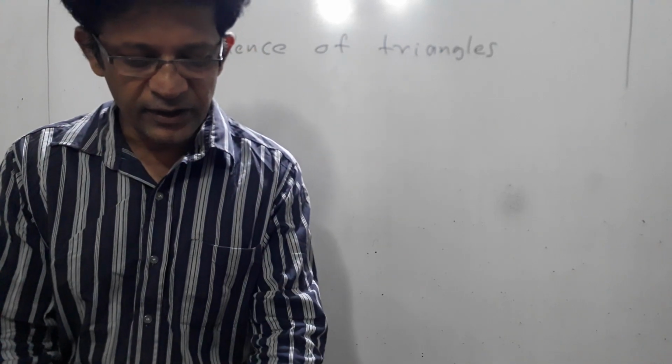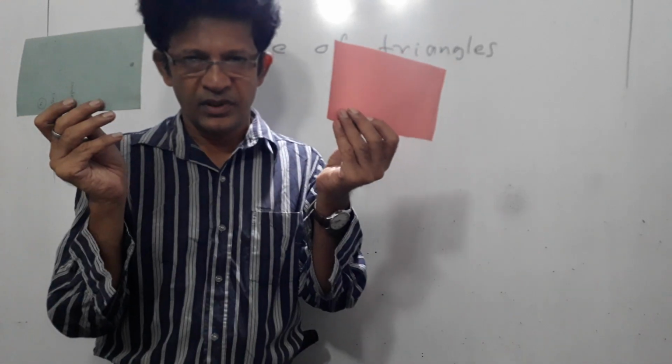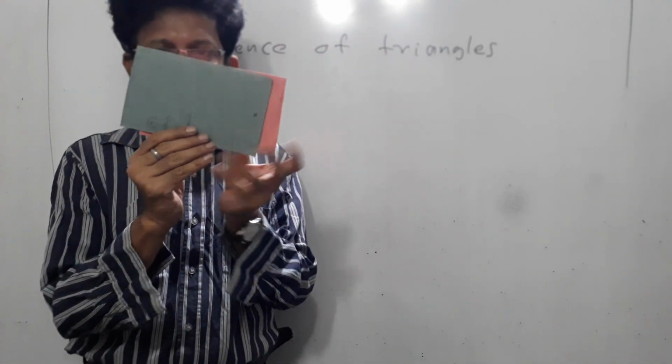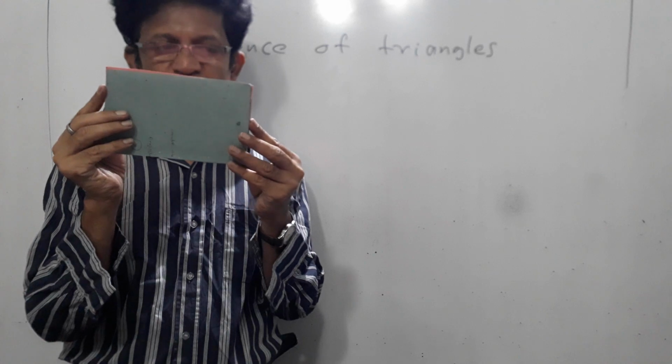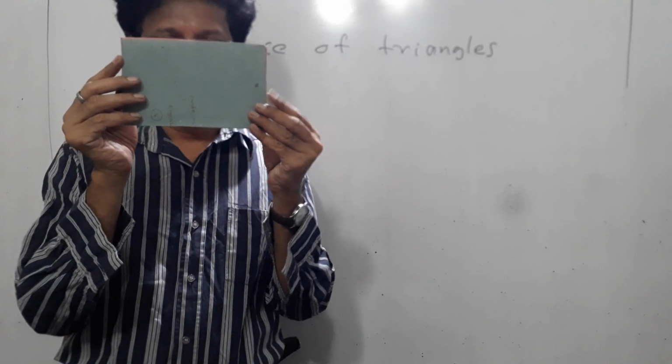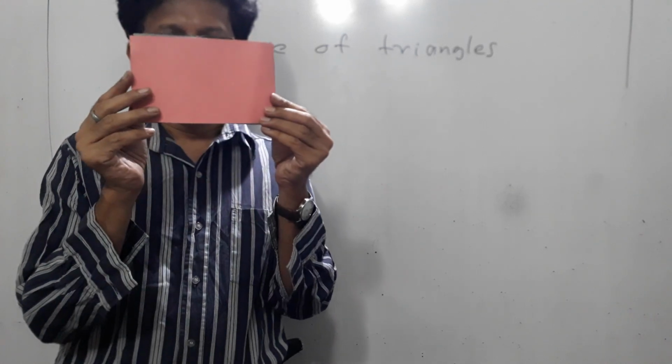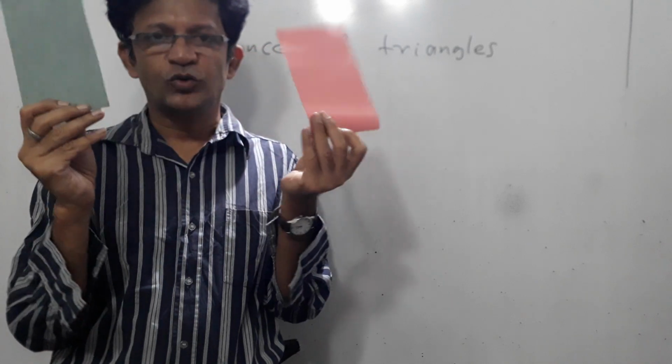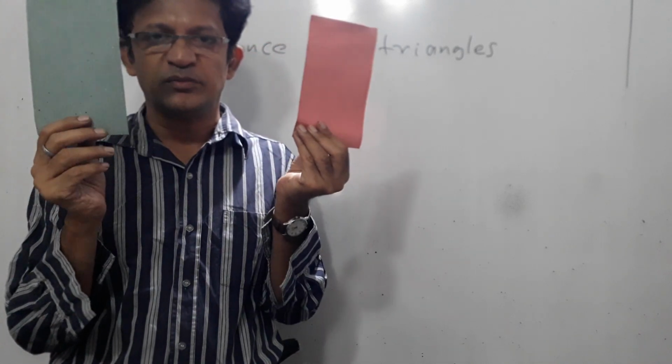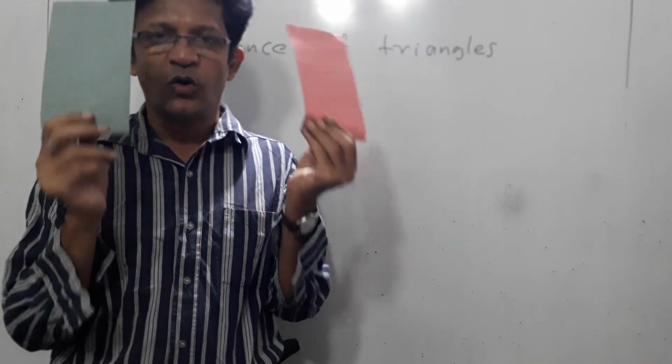Now if I take these two rectangles, I can keep one on top of the other. Then it is fully covered. Now you can see only the green color rectangle, and from this side you can see only the pink color rectangle. That means these two rectangles are the same size and same shape. So therefore these two are congruent figures.